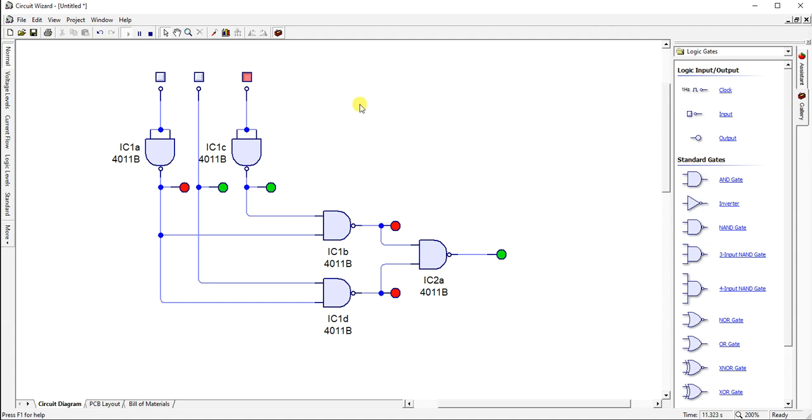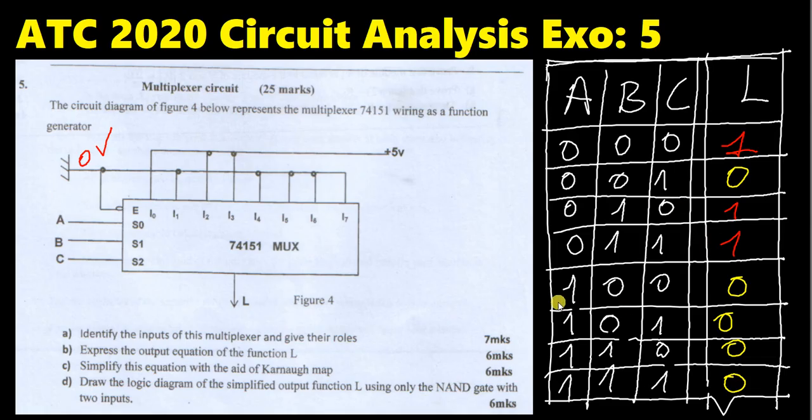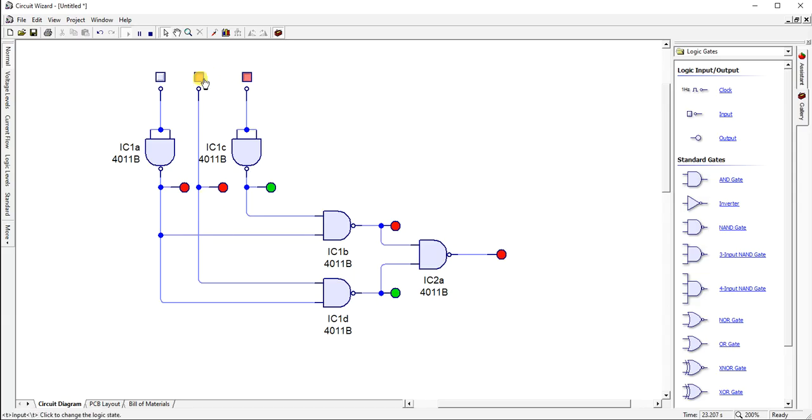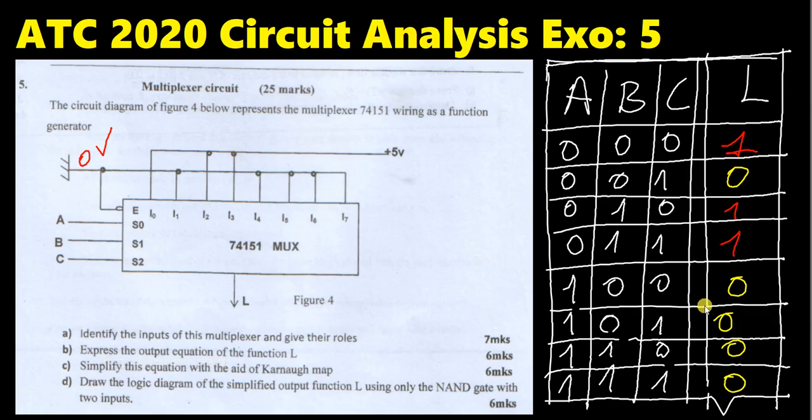Let us continue the simulation. 1 0 0, the output will be 0. 1 0 1, the output will be 0. 1 1 0 until the end, the output will be 0. It means that the truth table that we drew is correct. That is how you can represent this very well.